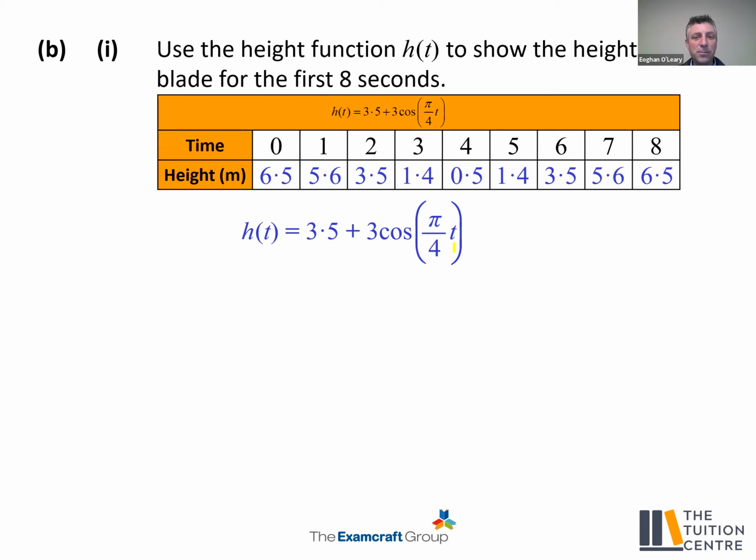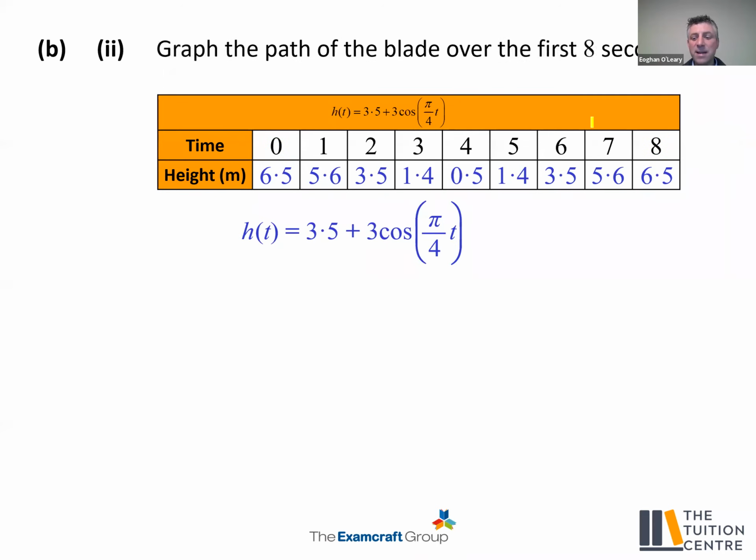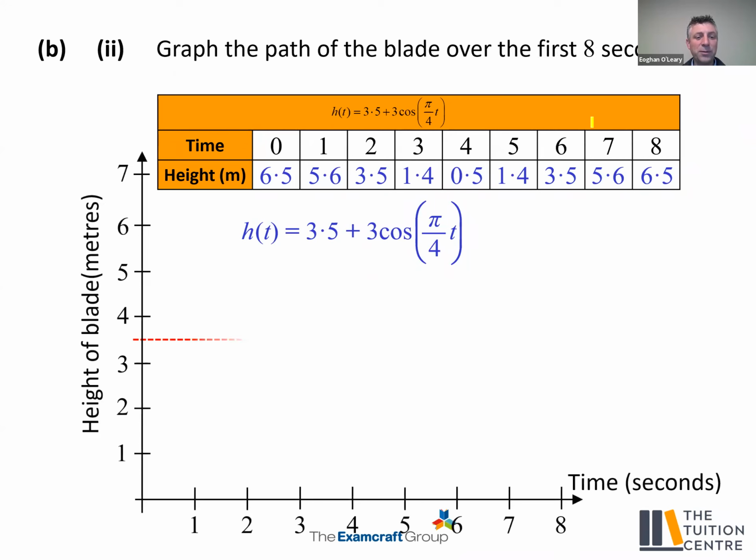Type in your function, of course, in radian mode, start 0, end 8, steps of 1, and you've got your table filled in and you get 10 marks for that. So that's quite easy, isn't it? Then we're going to draw the graph. So we're going to plot the graph.